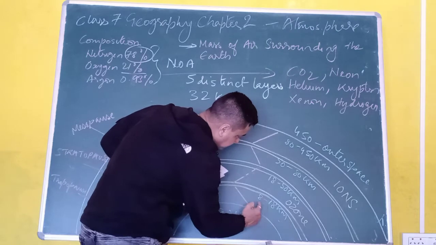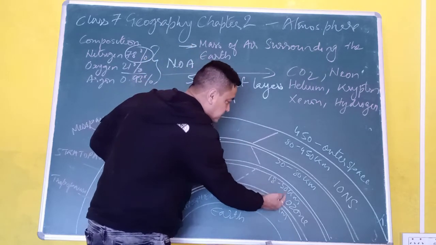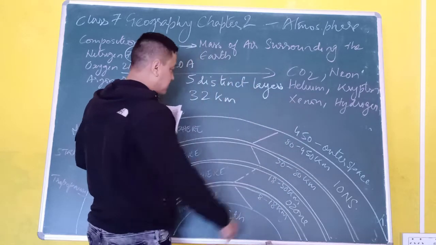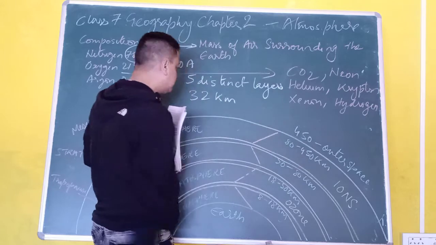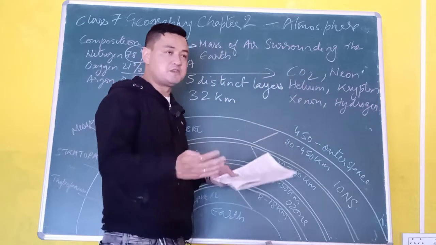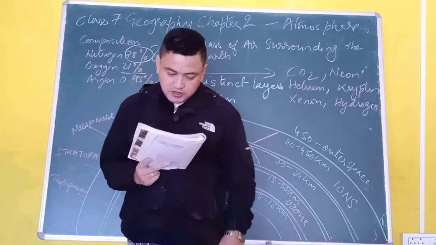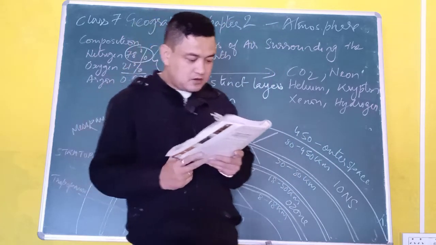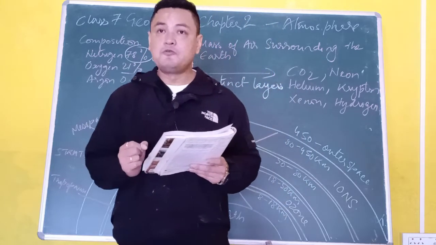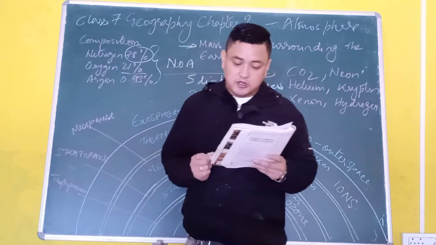And their respective distance from the earth, you can see it here. Troposphere is from 8 to 18 kilometers. Then stratosphere 18 to 50 kilometers, then mesosphere from 50 to 80 kilometers, then thermosphere 80 to 450 kilometers, and exosphere from 450 to outer space. Outer space means it merges with the outer space, which I will explain in detail in a later class.